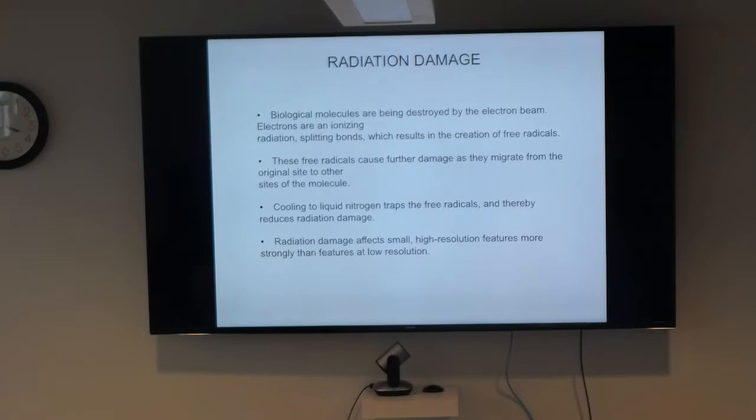Also intuitive is that radiation damage affects small high resolution features more strongly than features at low resolution. So you can really look at the molecule and it disintegrates slowly, and at the very end, you still have some kind of a semblance of the molecule, but all the high resolution features are gone.